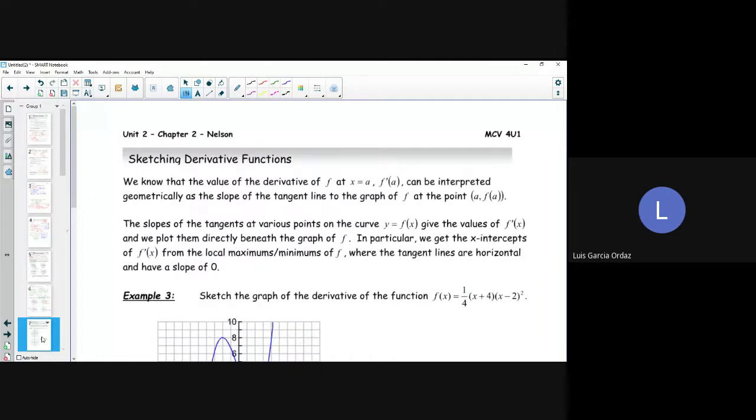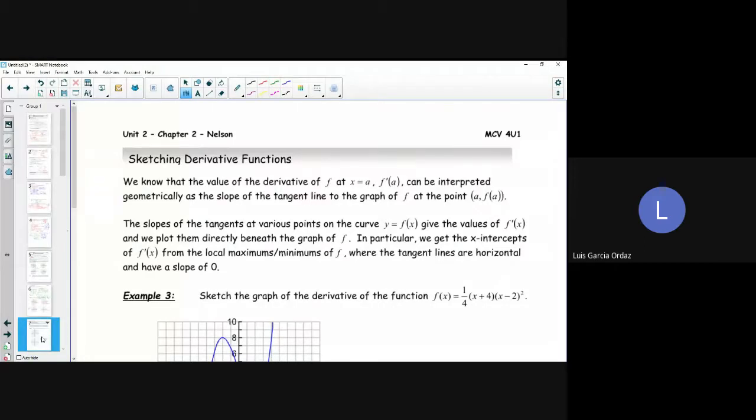So, sketching derivative functions. We know that the value of the derivative at x is equal to a, f prime of a, can be interpreted geometrically as the slope of the tangent line to the graph of f at the point a, f of a. The slopes of the tangents at various points on the curve y is equal to f of x give the values of f prime of x, and we plot them directly beneath the graph of f. In particular, we get the x-intercepts of f prime of x from the local maxes and mins of f, where the tangent lines are horizontal and have a slope of 0.